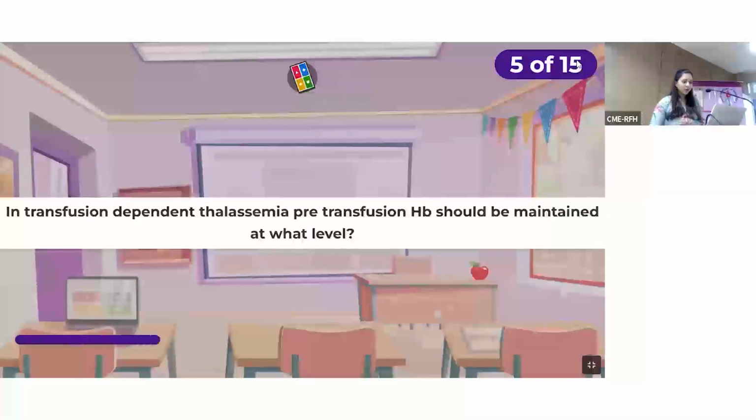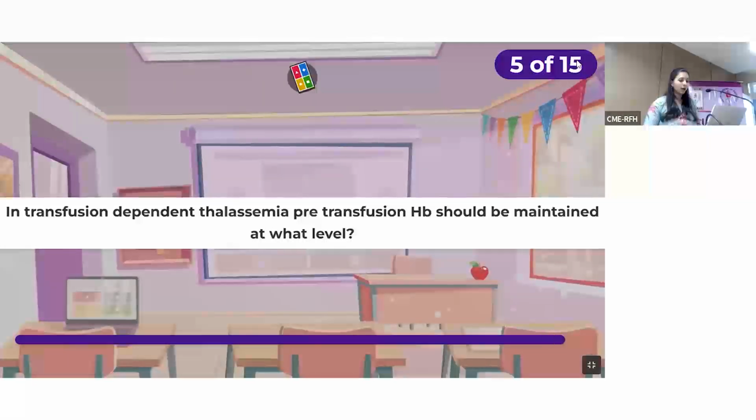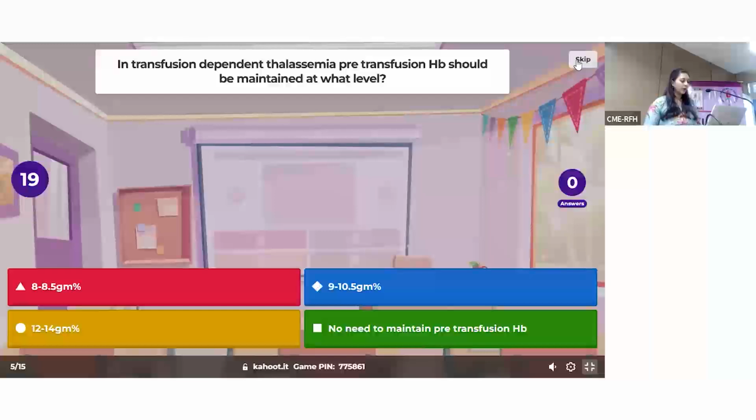Next question. In transfusion-dependent thalassemia, a pre-transfusion hemoglobin should be maintained at what level? Is it 8 to 8.5 gram percent, 9 to 10.5 gram percent, 12 to 14 gram percent, or is there no need to maintain any pre-transfusion hemoglobin?